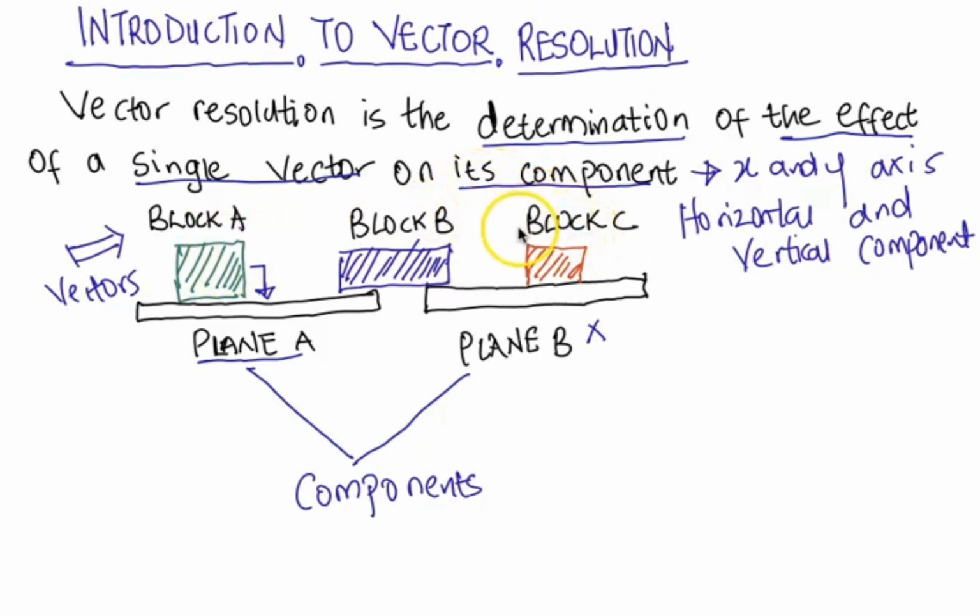Block C has an effect on plane B, but it has no effect on plane A. But block B is resting on plane A, and it is also resting on plane B. So it has an effect on both plane A and plane B. This means that some vectors can have an effect only on the x-axis, others only on the y-axis, while some could have an effect on both the x and the y-axis.